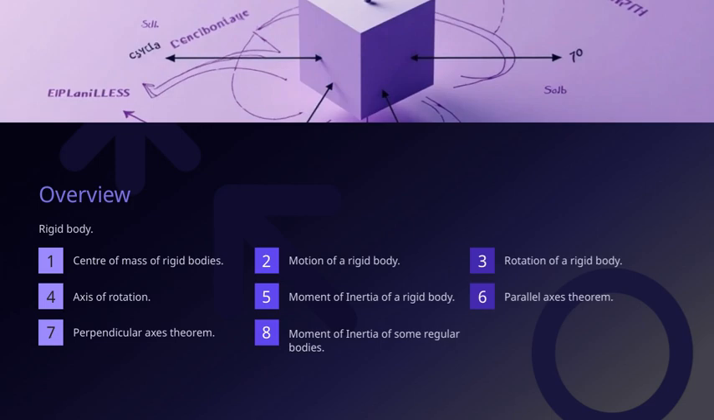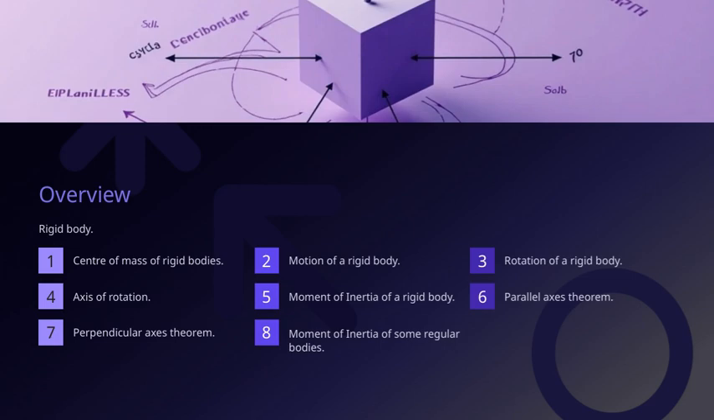Then, we come to the moment of inertia of a rigid body in general. This is a key concept because it quantifies how difficult it is to change the rotational motion of the body. The higher the moment of inertia, the more effort needed to accelerate or decelerate the rotation. Following that, we have the motion of a rigid body. This encompasses both translational and rotational movements and is essential to understanding the overall dynamics of rigid bodies.